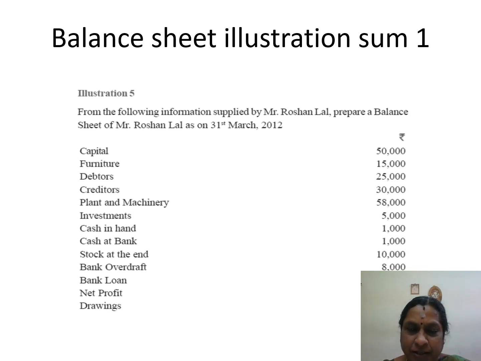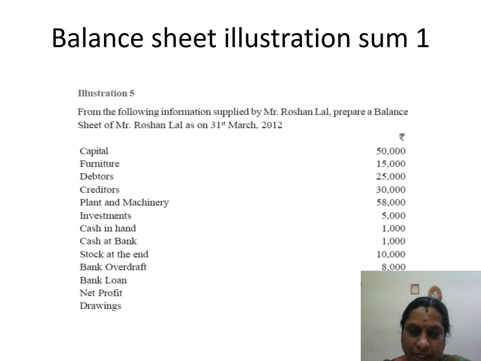Investments are either short-term or long-term depending upon the period, but here it is the short-term asset which will appear on the asset side of the balance sheet. Cash in hand and cash at bank both are current assets that will appear on the asset side of the balance sheet. Stock at the end is nothing but the closing stock that will also appear on the asset side of the balance sheet. A bank overdraft is a long-term liability for the company that will appear on the liability side. Same way, bank loan is also a liability that will appear on the liability side.